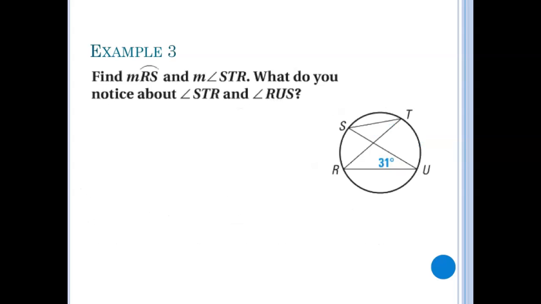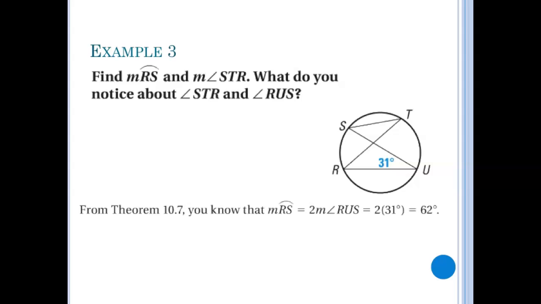Example 3. Find the measure of arc RS and the measure of angle STR. What do you notice about angle STR and angle RUS? So, we know that the measure of arc RS has to be equal to 2 times the measure of angle RUS. Since RUS is an inscribed angle and the arc it intercepts is RS, that's how we know that the measure of arc RS must be twice the measure of that inscribed angle. So that would be 62 degrees.